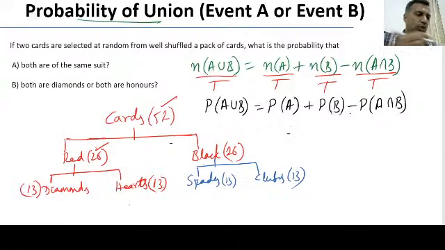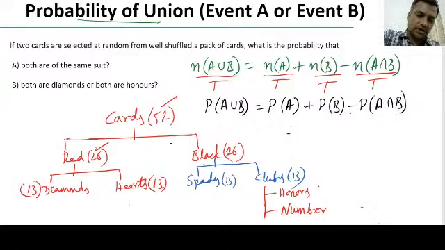Now if you look at each configuration of 13, let me explain for clubs. There are two types: honors cards and numbered cards. On the numbered cards there is a number written. What are the honors cards? Honors cards are 4 in number. Out of 13 cards, there are 4 honors cards and 9 numbered cards.